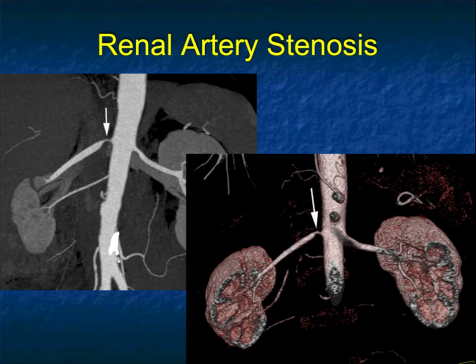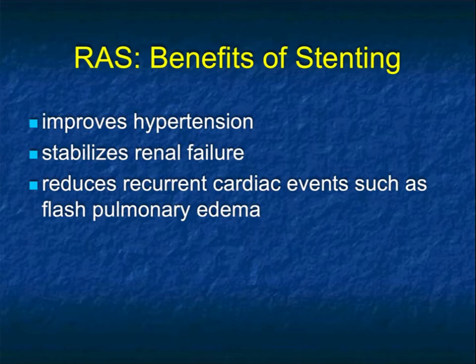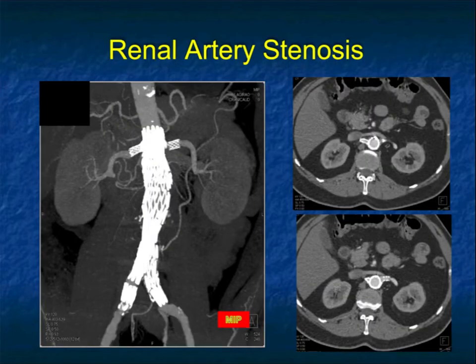So in this case, there are 2 right renal arteries, and the uppermost and the dominant vessel is narrowed about 70%, and there's also about a 30% narrowing of the left renal artery, nicely shown on the MIP and the volume rendered images. In terms of renal artery stenosis, there is often a benefit of stenting. It improves patients with hypertension. It stabilizes renal failure or any type of change in renal function, and it reduces recurrent cardiac events such as flash pulmonary edema.